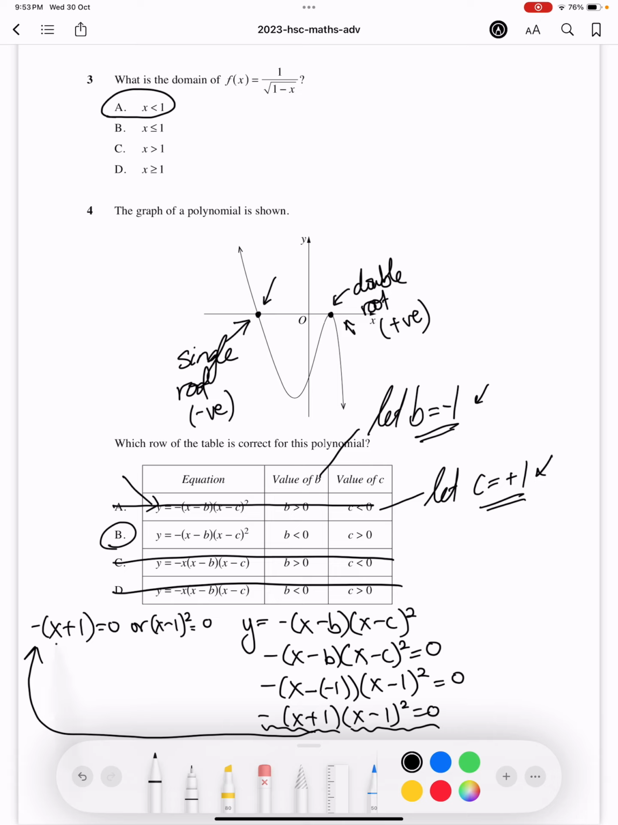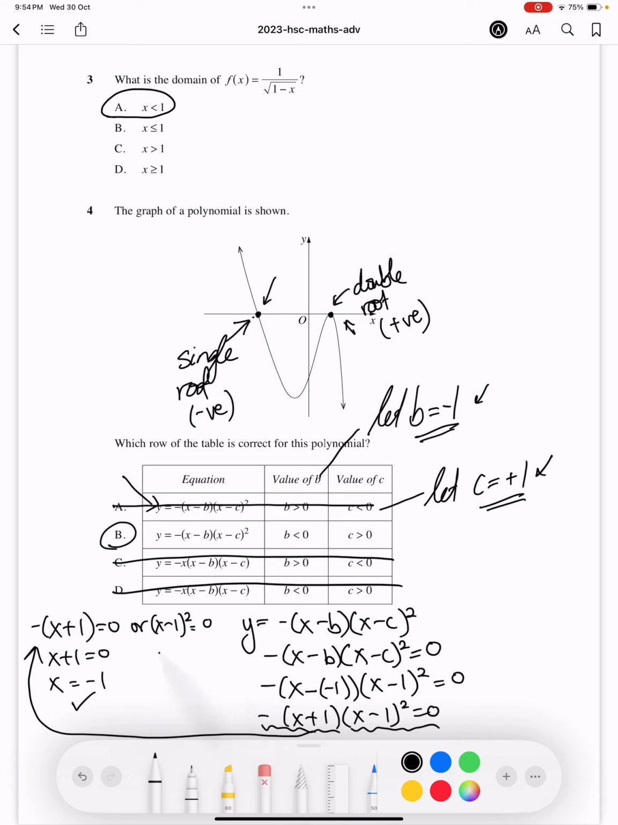So dividing both sides by minus 1 in this case to get rid of the minus, we get x plus 1 equals 0. And therefore the single root is occurring at minus 1. That works with our graph over here because the single root is on the left hand side of the x-axis. It can be -1. It can be anything further than that. That's still correct. Let's have a look at our next condition here.